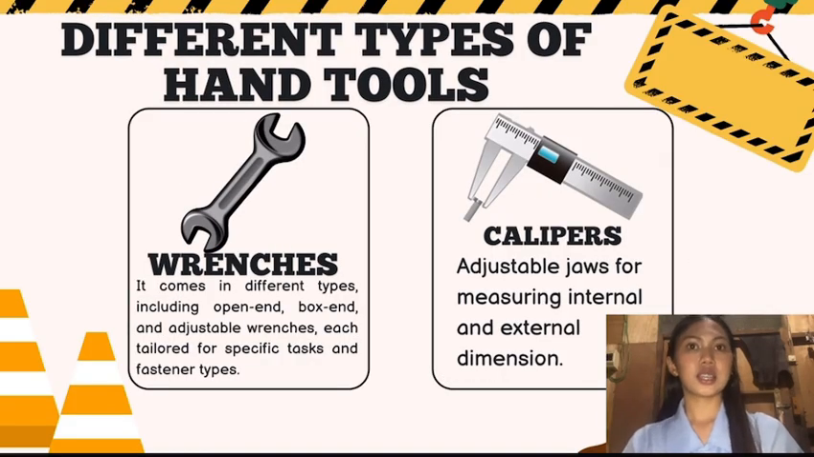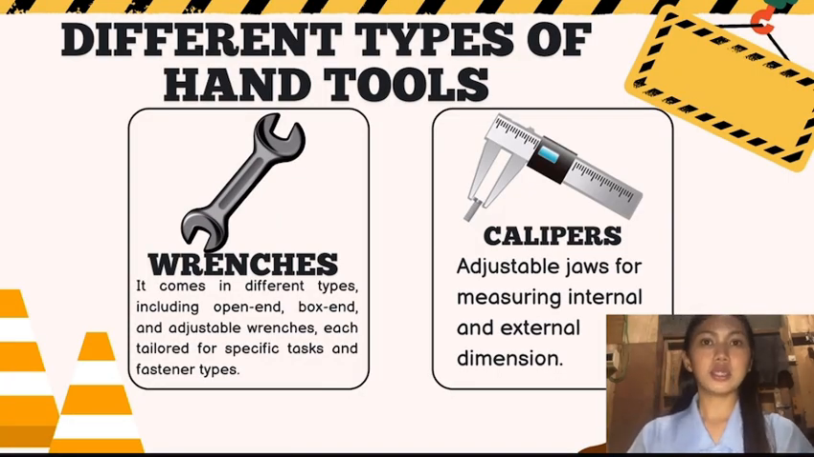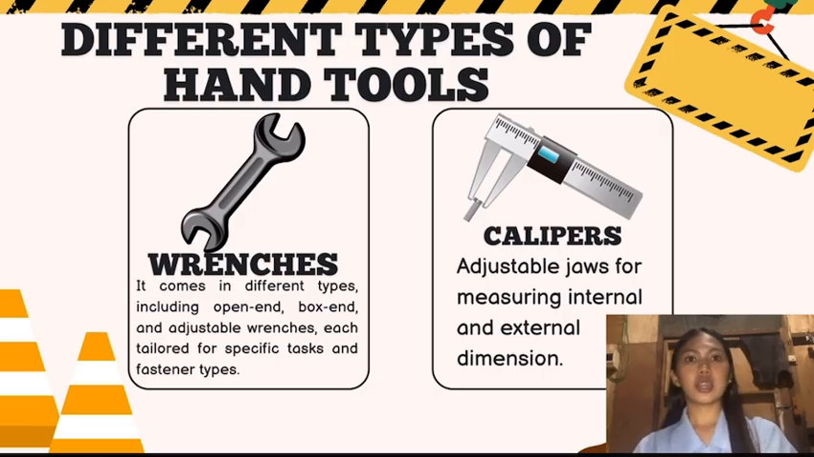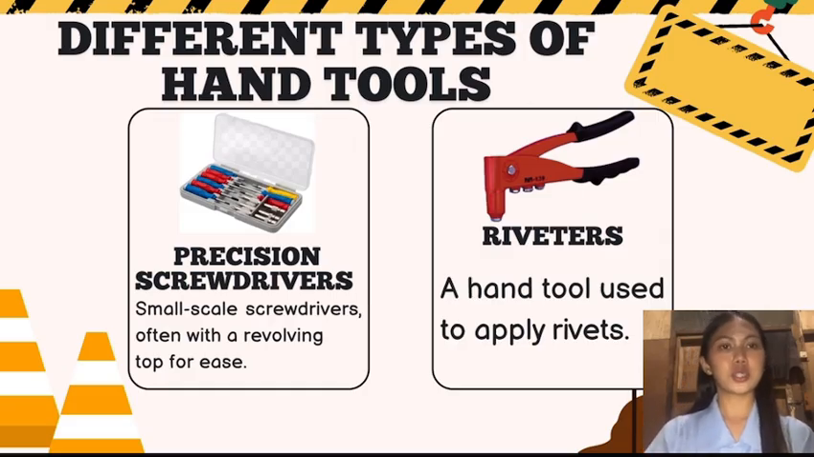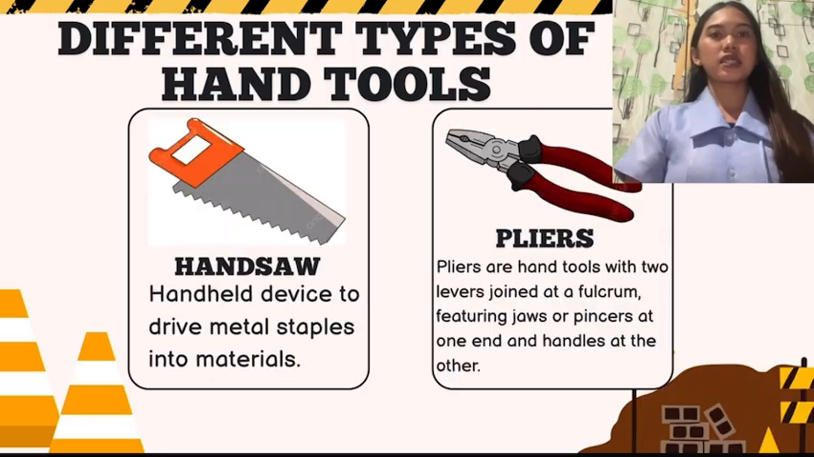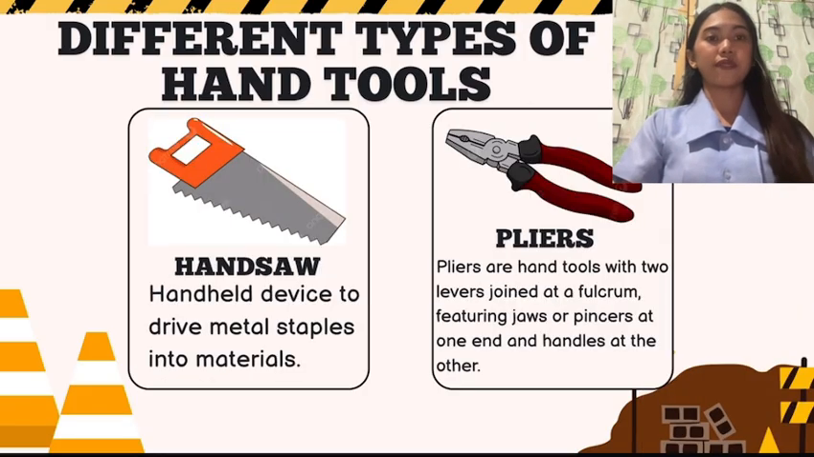Next is wrenches. Wrenches come in different types, including open end, box end, and adjustable wrenches, each tailored for specific tools and fastener types. Next is calipers, with adjustable jaws for measuring internal and external dimensions. Precision screwdrivers, small scale screwdrivers often with a revolving top for ease. Next is riveters, a hand tool used to apply rivets. Next is handsaw, a hand tool device to drive metal staples into materials.